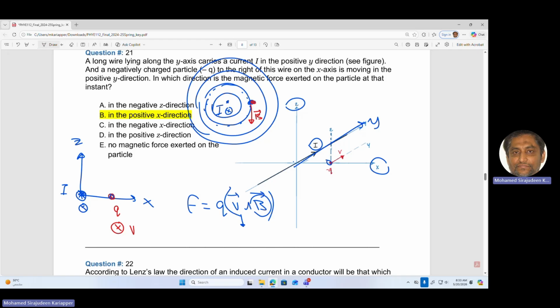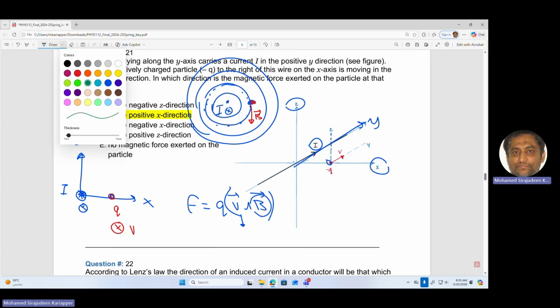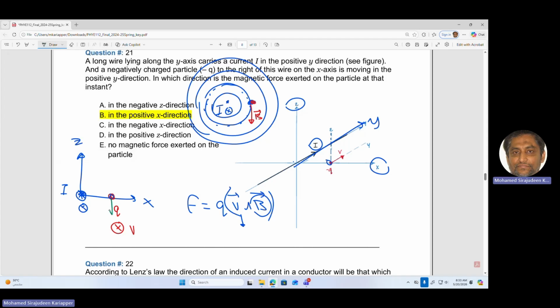Let me use green perhaps. So the magnetic field direction is like this. The velocity direction is into the board. Now we are ready to find the magnetic force. So let me use this pen for the velocity and this pen for the magnetic field on the charge. This is the velocity. This is the magnetic field. How do I get the magnetic force? V cross B, right hand rule.